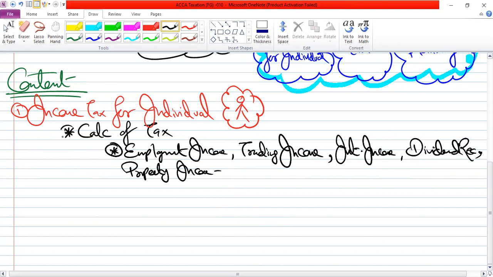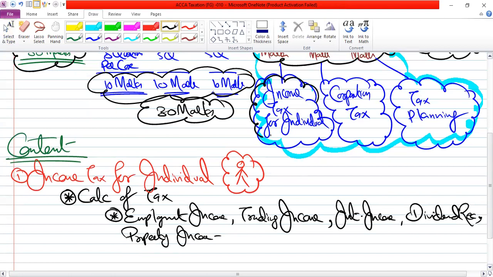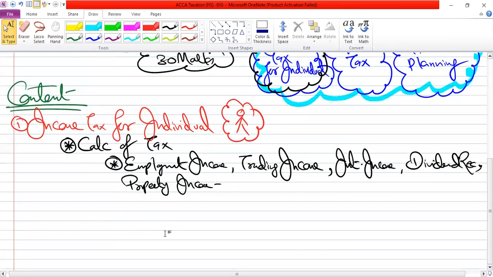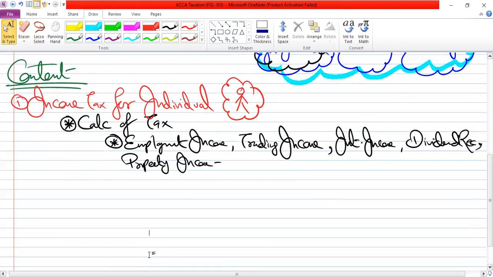Income tax of individuals, we have a surety or guarantee from the examiner that you are going to have a 15 marks question from that area. Khalas. And how many questions we are going to get in MCQs, we don't know. And this is a very key area. I used to say, if your income tax for individuals is strong enough, you are going to pass the exam. And if this area is not strong enough, khalas, my friend, next attempt, you are going to fail.